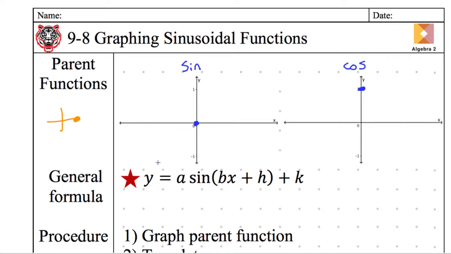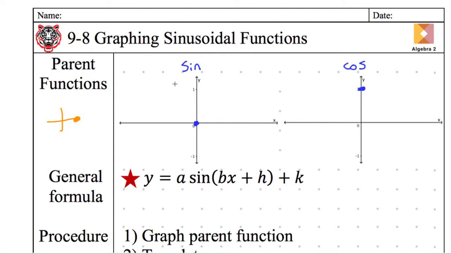Where are you supposed to put the dot? For the sine, you put the dot on 0, 0. But for cos, oh wait, I see. The x coordinate is 0. The y coordinate, the output, is 1.